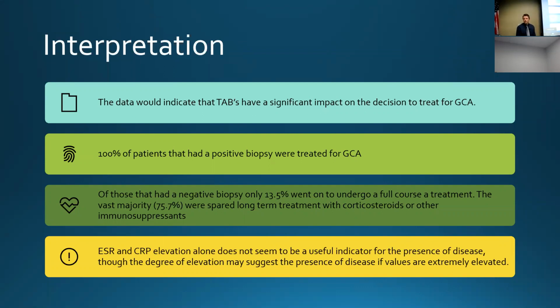And then ESR and CRP elevation alone didn't seem to be a useful indicator of the presence of disease, although if we could somehow stratify the magnitude of elevation, we may be able to correlate that to some kind of presence of disease.